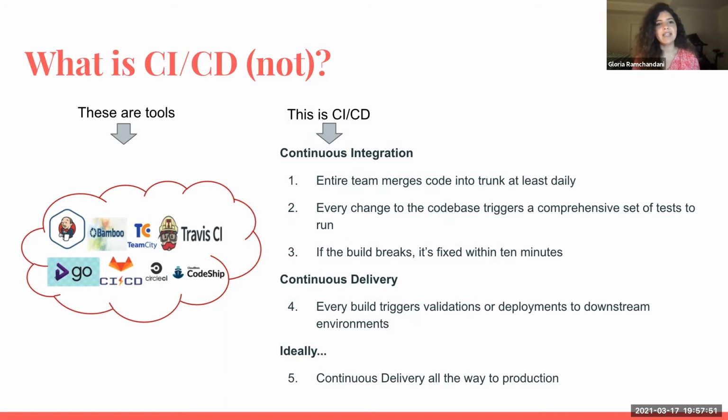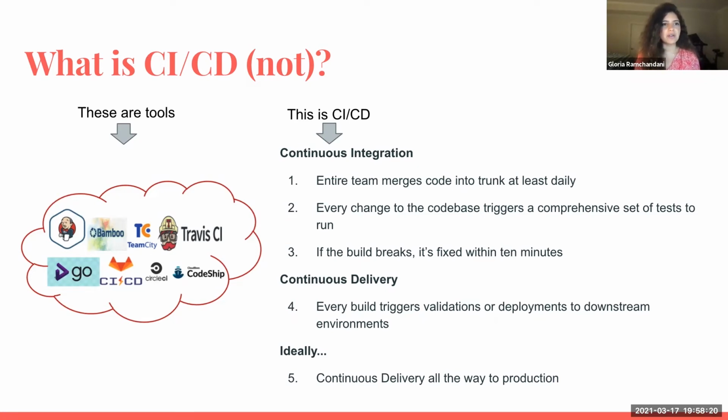They provide an engine for triggering jobs and reporting on their results, a way to configure jobs and pipelines, and one or more runners to execute those jobs. Now, CI actually stands for continuous integration. Now, you'll see here that every change to the code base triggers a comprehensive set of tests to run. If the build breaks, it's fixed within 10 minutes.